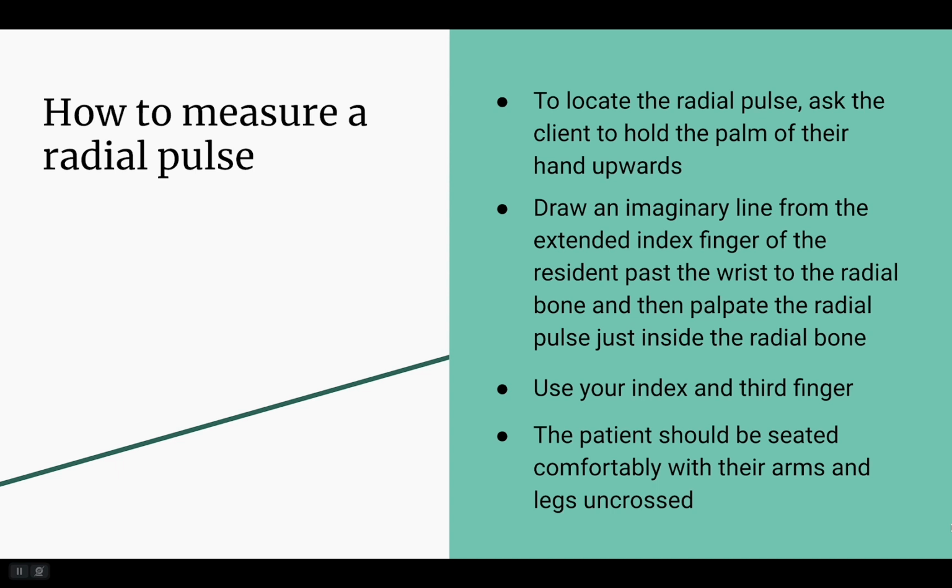Use your index and third finger when palpating a pulse. Never use the thumb because it has its own pulse, and you may inadvertently count your own heart rate rather than the heart rate of the client. When obtaining a pulse, the patient should be seated comfortably with their arms and legs uncrossed. If the patient is lying down, this may lower their heart rate, so their position should be documented.